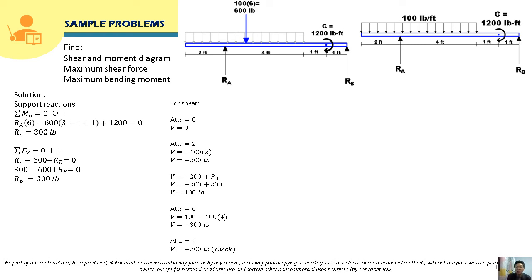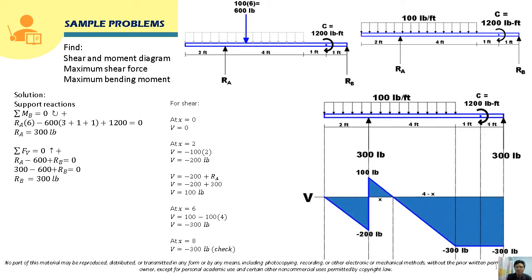Okay, so class, we are going to plot these values of shear in the shear diagram. For the first point at x equal to 0, the shear is 0. So this will be here. And then at x equal to 2, at this point, the shear is negative 200.